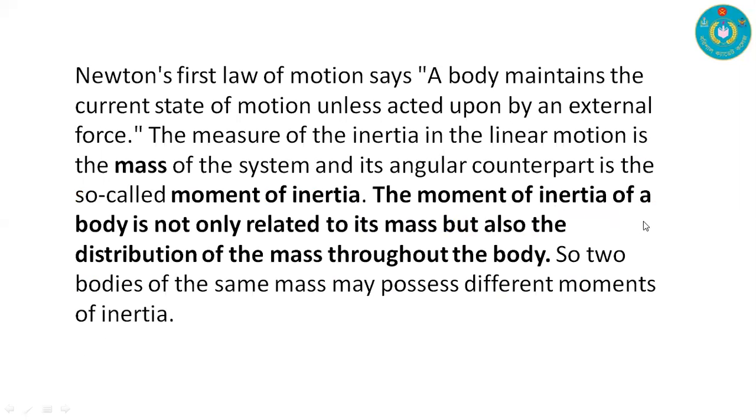The moment of inertia of a body is not only related to its mass but also the distribution of mass. Here the important thing is that the moment of inertia of a body is not only related to its mass but also the distribution of the mass throughout the body. So two bodies of the same mass may possess different moments of inertia.